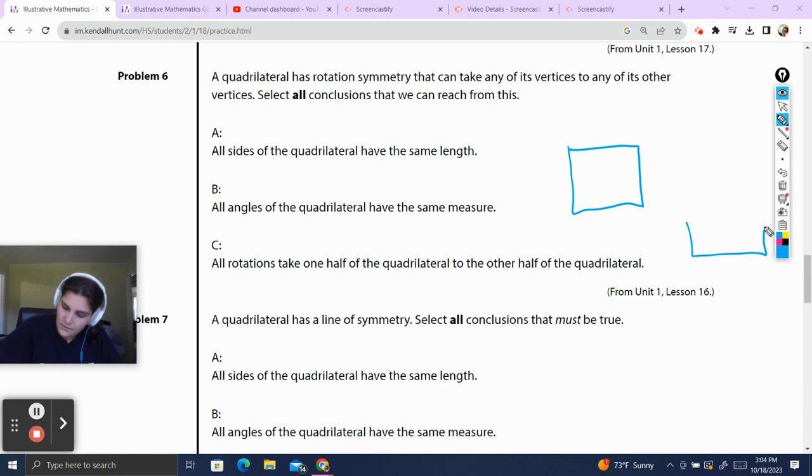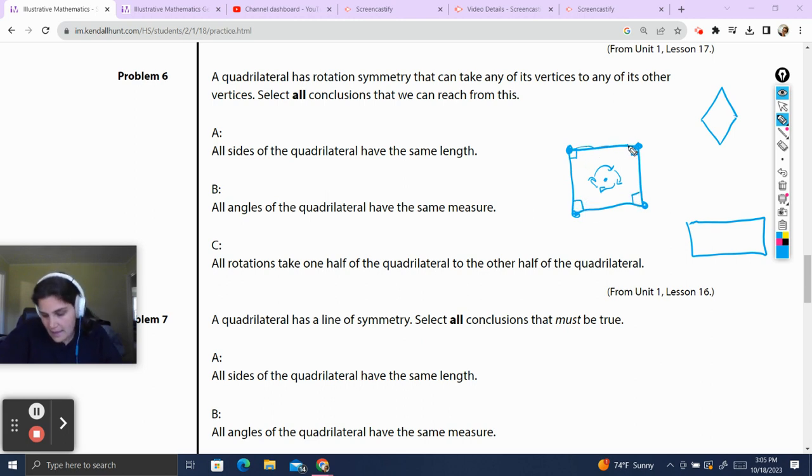I'm going to draw 2 different types of quadrilaterals. We could draw a square. We could draw something like this. But each of its vertices is going to line up with the other vertices, which tells me that if this vertex has rotational symmetry to that one, to this one, to this one, and then back to the center, all of these angles are going to have to be the same measure. They all have to be right angles.